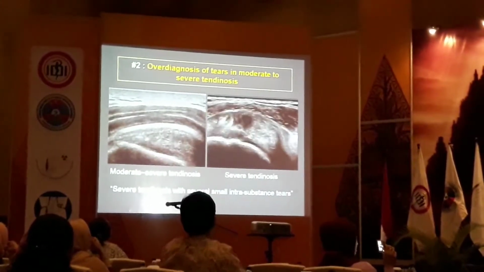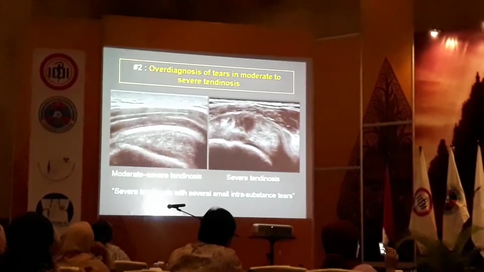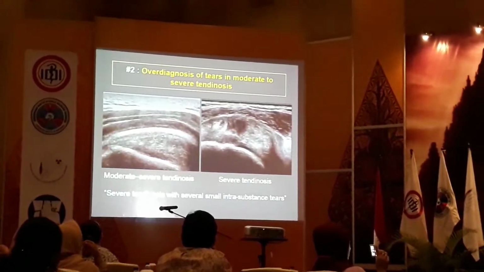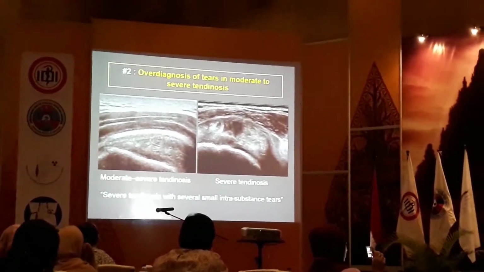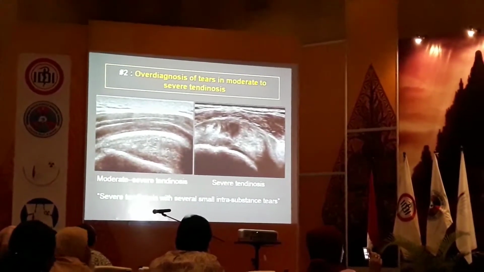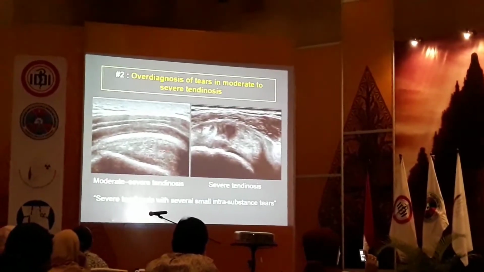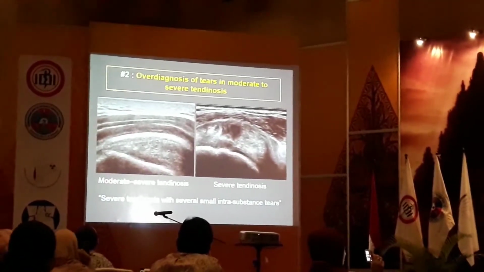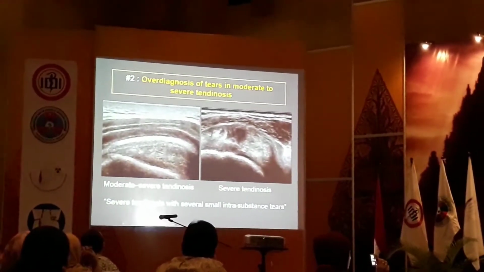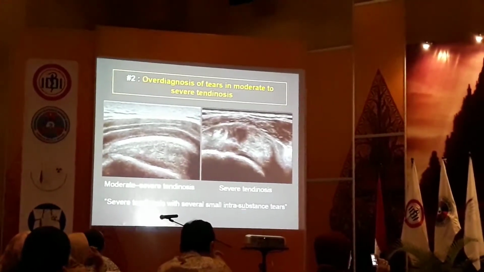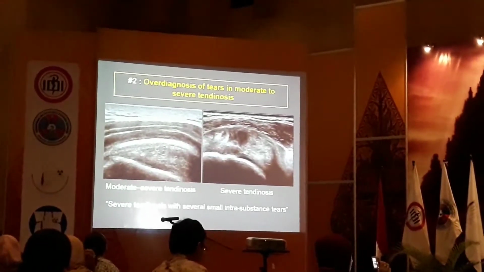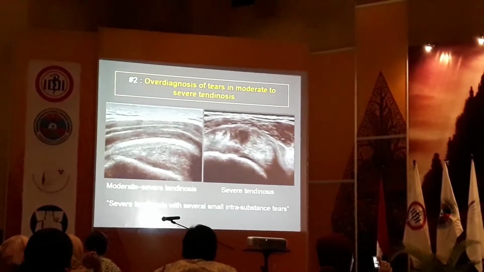Now the other thing that people have trouble with when they first start looking at rotator cuff ultrasound is finding people with moderate to severe degrees of tendinosis. You must realize that areas of hypoechogenicity within the tendon are very common features of tendinosis, and with severe tendinosis it's very common to get many small intrasubstance tears. So this patient I would report as something like severe tendinosis with several small intrasubstance tears. Nothing you can do about that really.